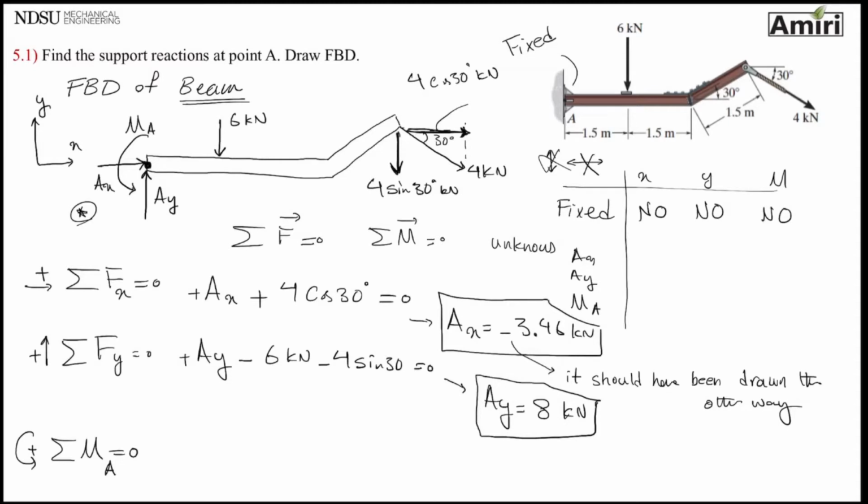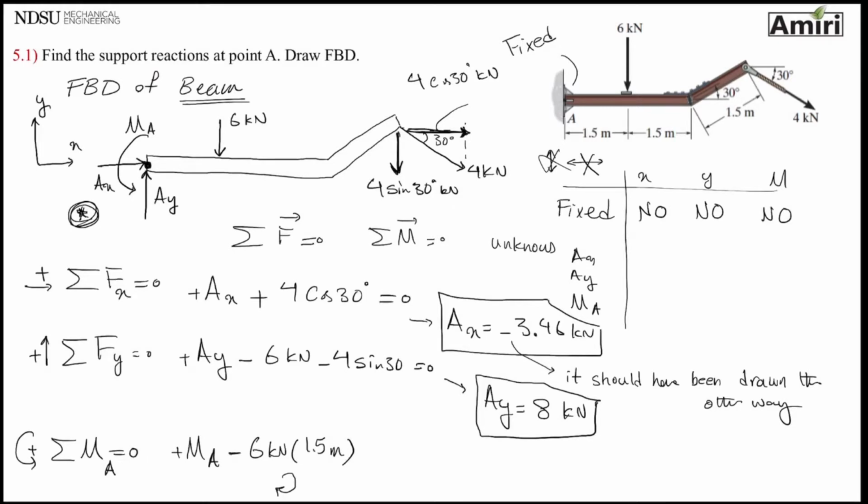Start from that star and make your way towards the end of the beam. So the first thing I see, AX and AY, they both go through point A, no moment, but I'm seeing a moment of MA. That's my unknown. Then moving forward, I have a 6 kilonewton at a distance of 1.5 meters, and that 6 kilonewton is trying to rotate the beam this way, which is against my sign, so I'm going to put a negative here.